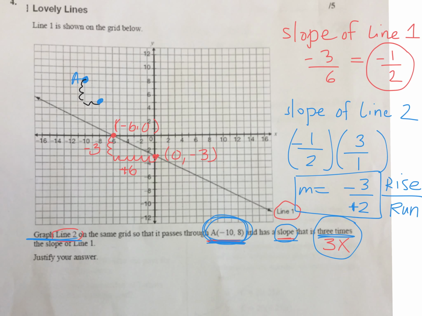Can I connect the points? Can we keep going? Go down 3 and to the right 2. Plot the new point. Keep going. Go down 3, 1, 2, 3, and to the right 2, and so on. I can keep going. 1, 2, 3 down, over 2, and so on. Your line should look something like that.